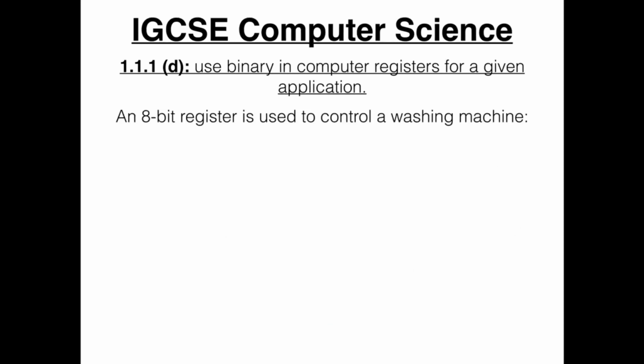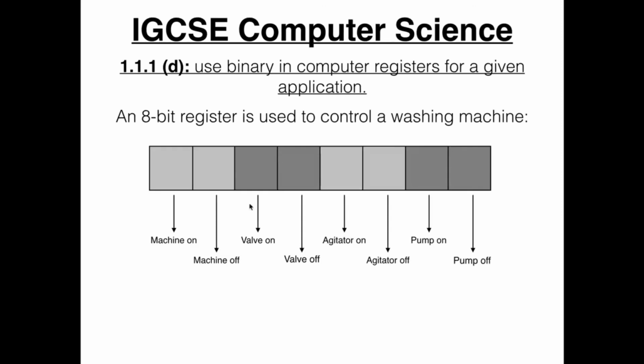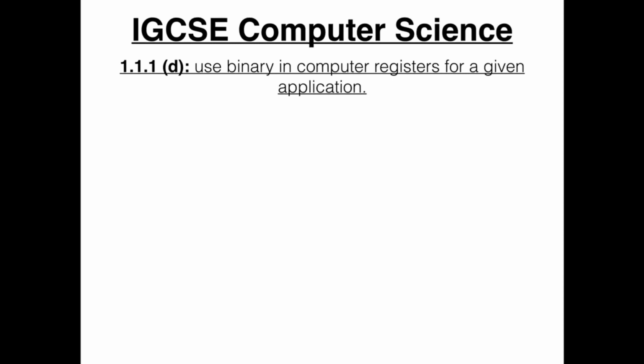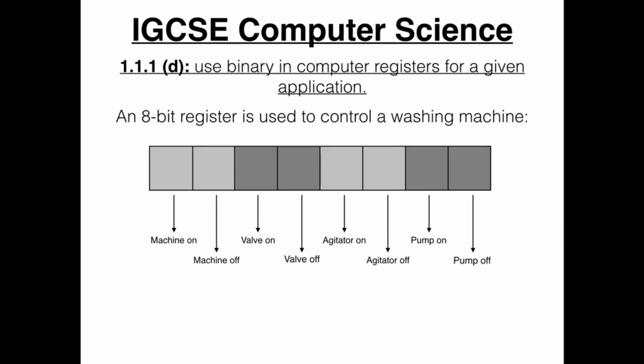You might get a question on the exam saying an 8-bit register is used to control a specific device, such as a washing machine in this instance. So you might get something like this. It'll tell you which bit represents what function it performs. Basically how it's used is that each of these squares, or columns, is given a bit of 0 or 1.